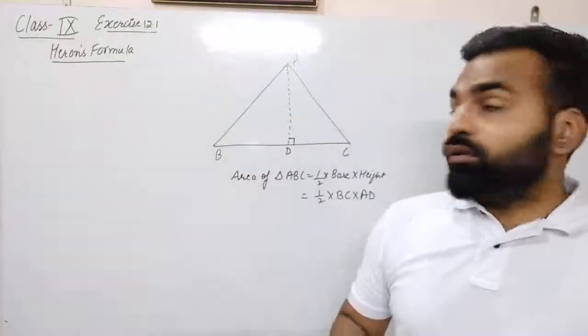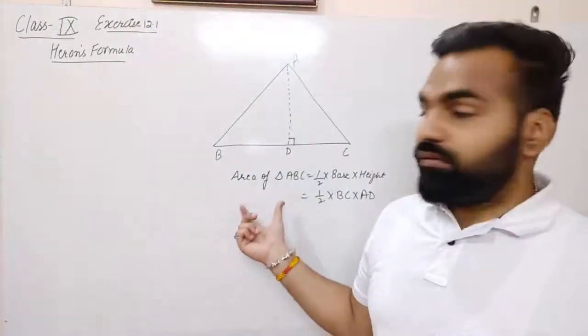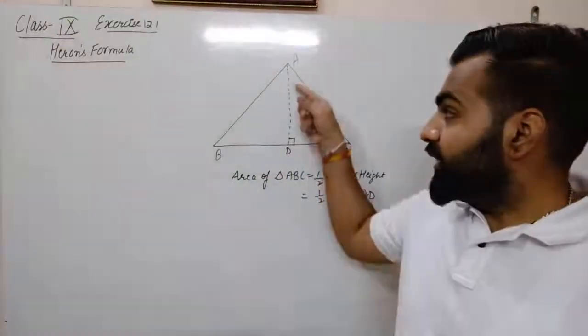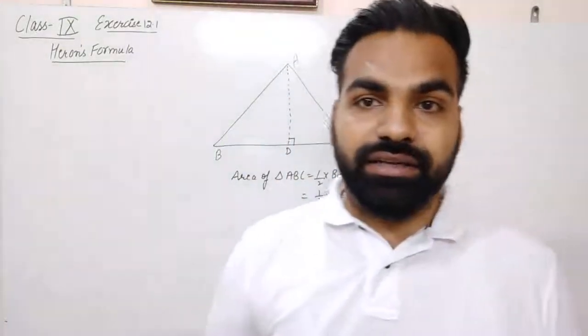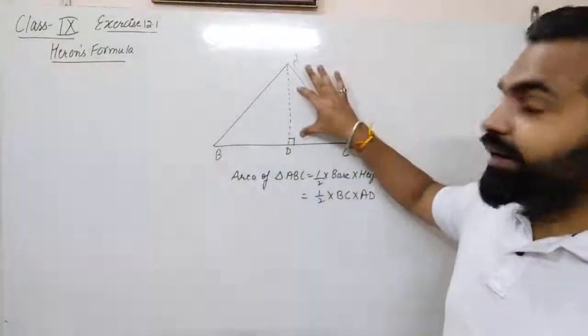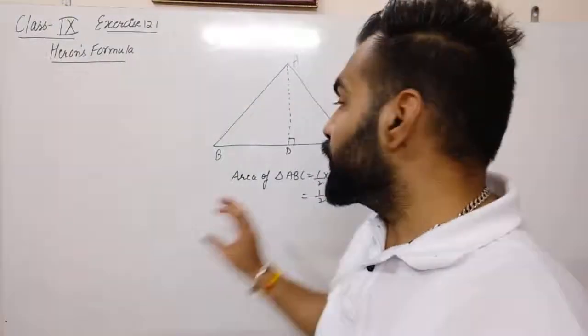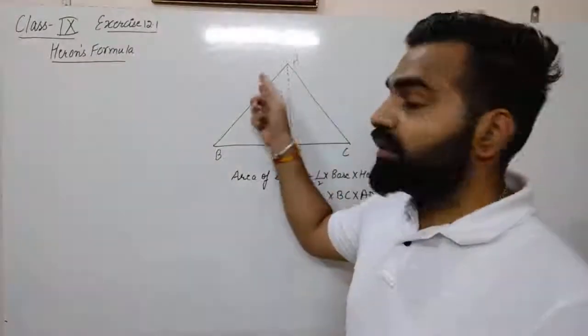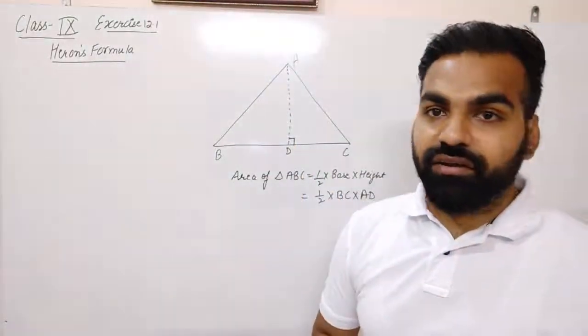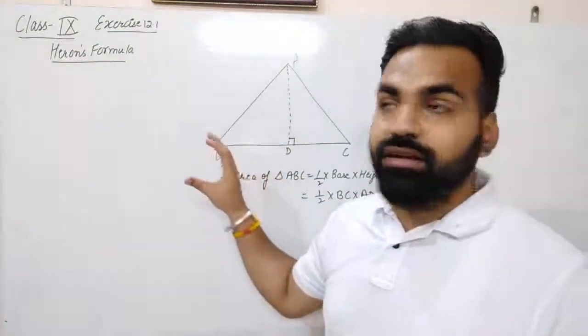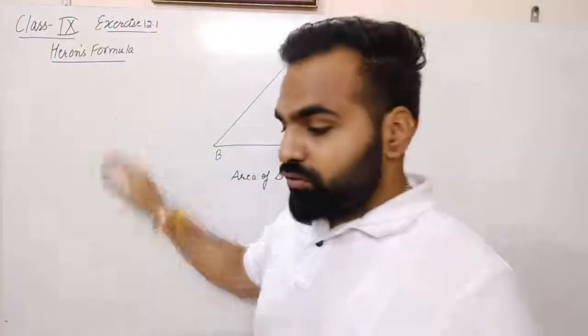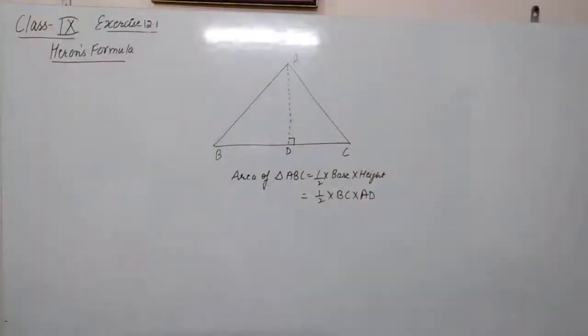But now to find area by this method, we need the value of the height here, that is the altitude AD. But in case the altitude is not given, then how to find the area using the three sides of the triangle? So this is given by the Heron's formula. So let us study what the formula says.